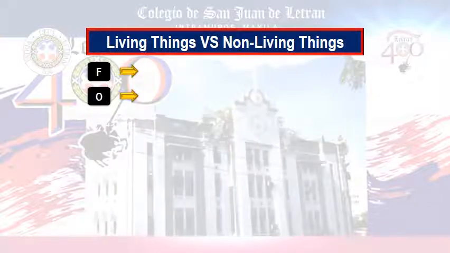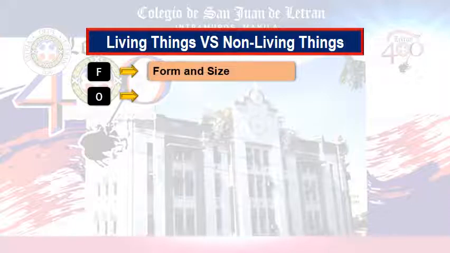First, form and size. Living things have characteristic form and size within certain limits. Most of them are also arranged as definite individuals, while in non-living things, materials vary widely.